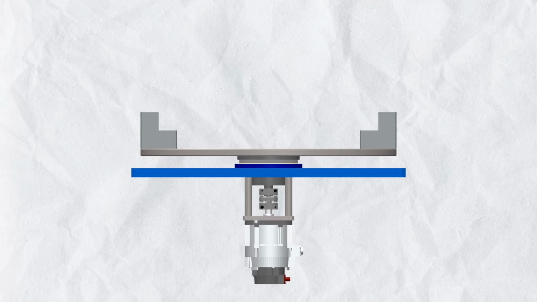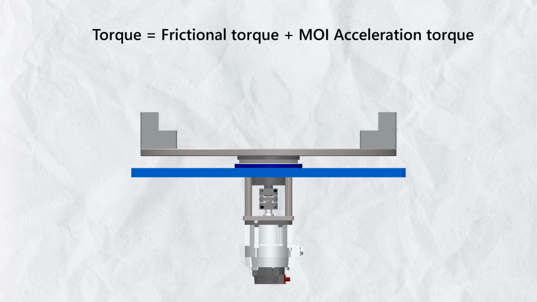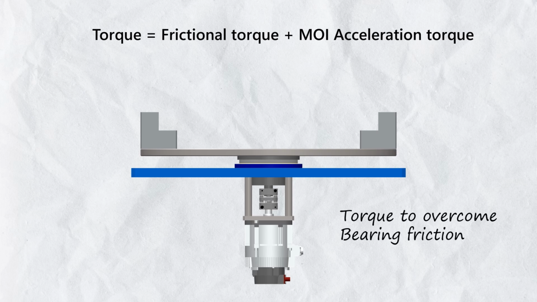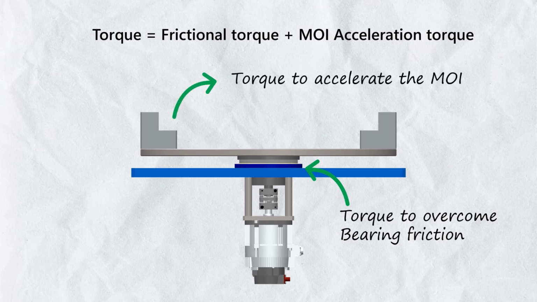Interesting, right? So the total required torque of the servo motor needs to be the sum of two parts. The first is frictional torque to overcome the resistance in the bearing. And the second is acceleration torque to accelerate the moment of inertia of the system. So let's tackle the frictional torque first.